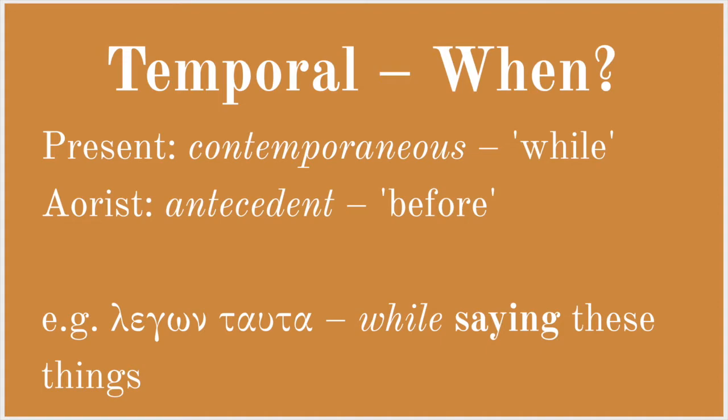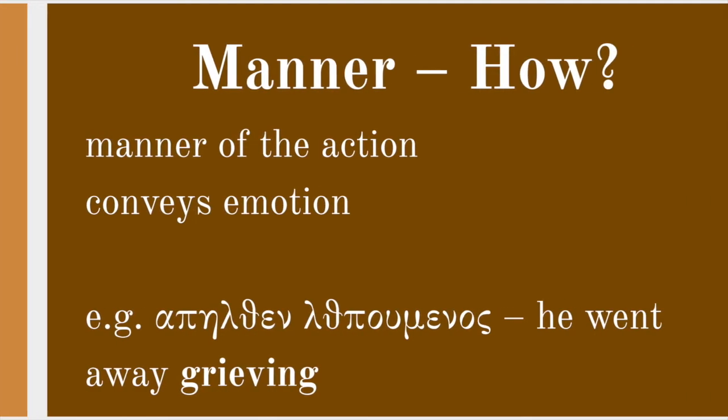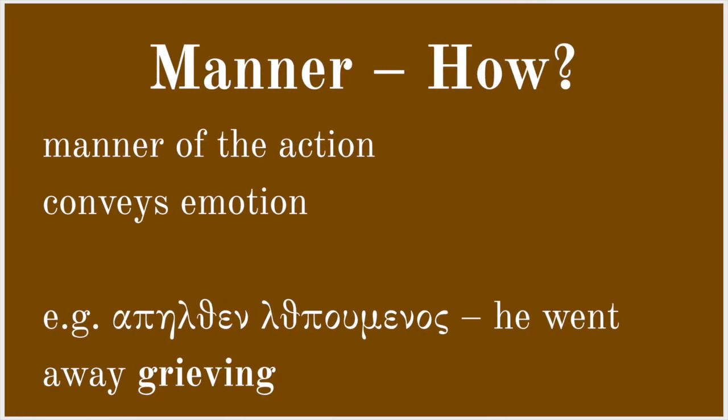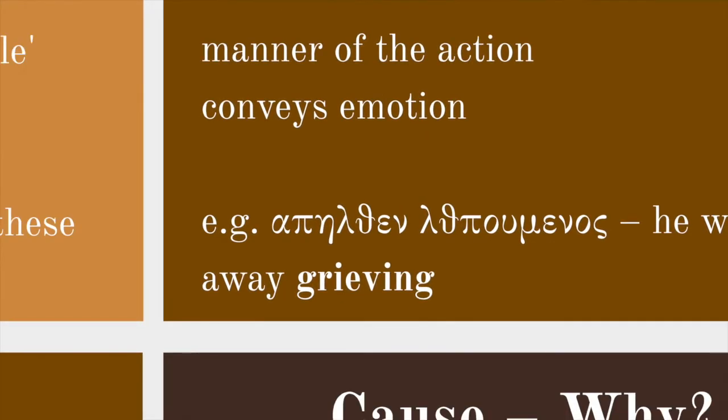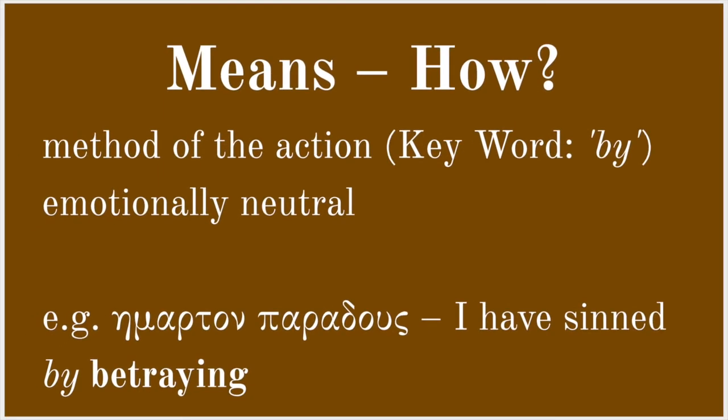If the participle is in the aorist, the action of the participle happens before the main verb. A participle can also inform the manner of the action of the main verb and often conveys emotion, as shown in our example, he went away grieving. The participle of means is similar to the participle of manner, however it is emotionally neutral and focuses more on the method. The keyword for translation is by, as shown in the example below. I have sinned by betraying.